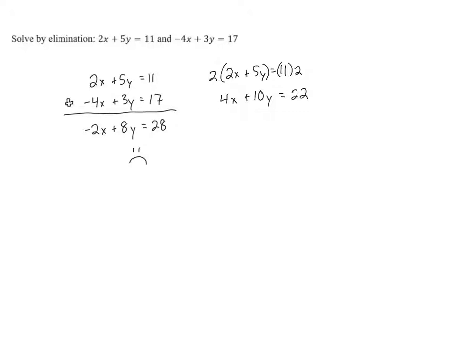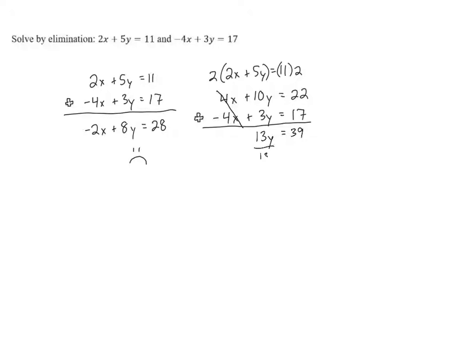Now we can stack this equation along with the other one, negative 4x plus 3y equals 17, and when we add them, we will get some cancellation. The difference here is that we have two terms that are opposites. 4x and negative 4x are opposites, so when we add them together, they're going to cancel out. That's why we had to multiply by 2, so that we could have a 4x to cancel out with the negative 4x. Let's keep going. If we look at the y's, 10y plus 3y is 13y. And on the right-hand side, if we add the constant terms, 22 plus 17 is 39. So we have 13y equals 39.